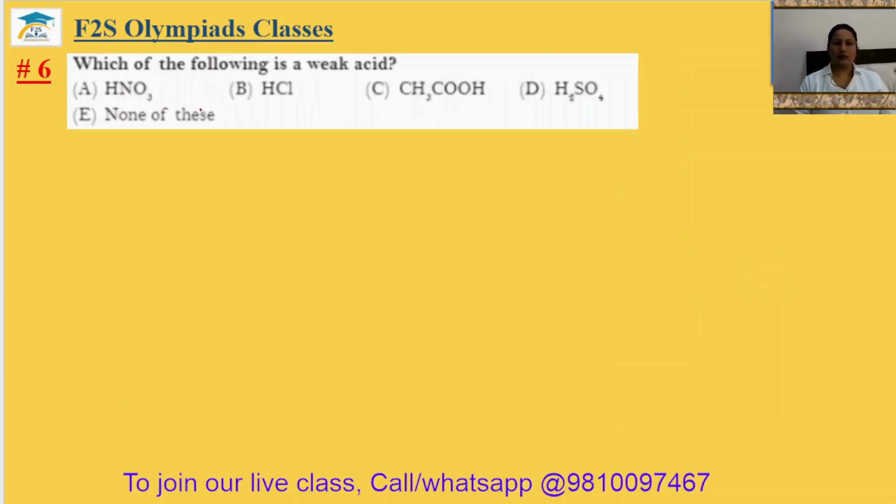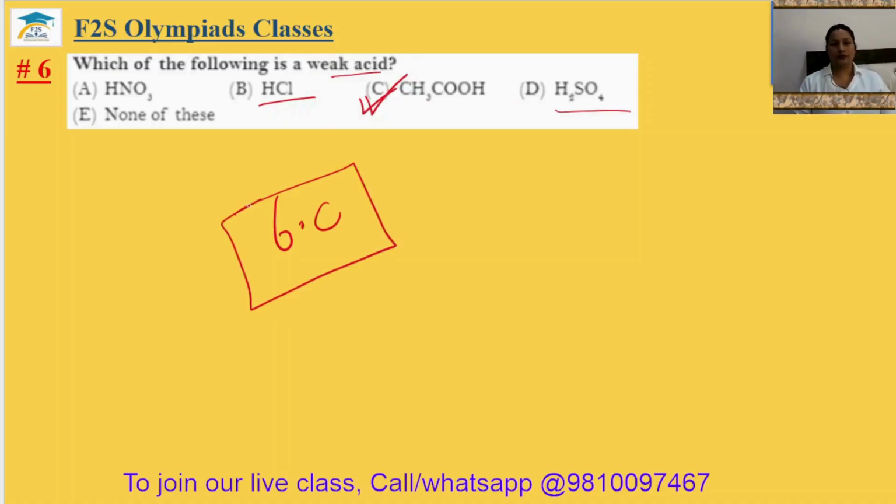Question number 6. Which one of the following is a weak acid? So HNO3, that is your nitric acid, strong acid. HCl, hydrochloric acid, strong acid. H2SO4, the strongest acid, sulfuric acid. And this is your carbonic acid. Mostly carbonic acids are weak acids. The sixth answer is option C.